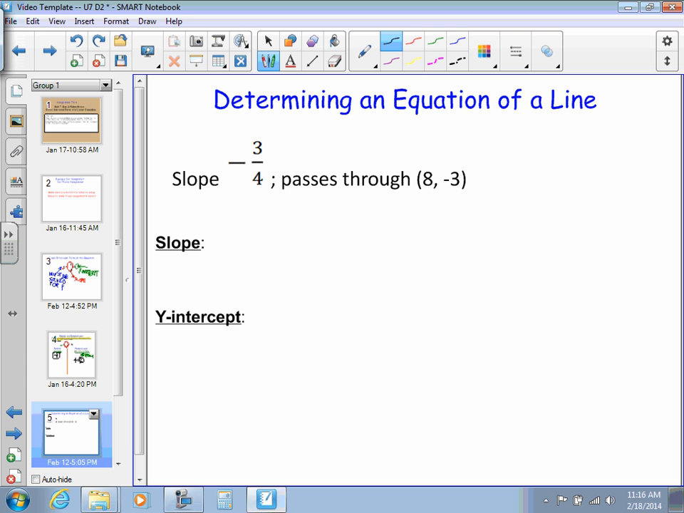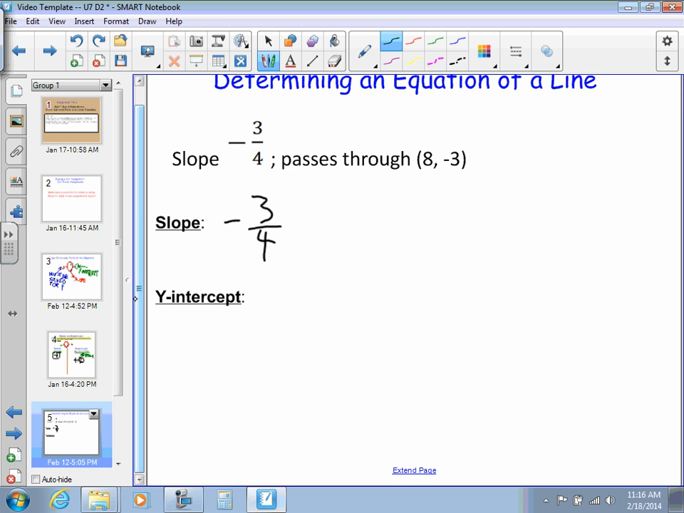Now, determining the equation of a line. They gave us the slope. So we know our slope, negative 3 over 4, and then they gave us a point that it passes through, not the y-intercept. So we need to calculate our y-intercept. This really is very easy.